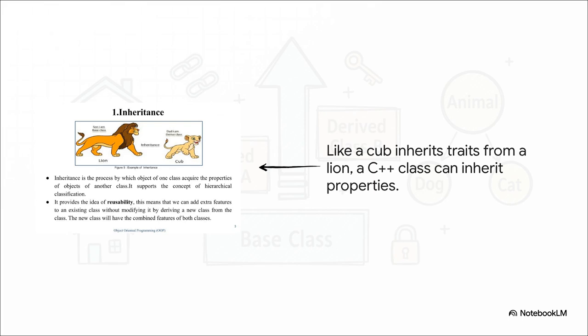Honestly, the whole idea is pretty natural when you think about it. Look at this lion cub. It inherits all the core lion traits from its parent, right? It knows how to be a lion, but it's still its own unique individual. C++ classes can work in exactly the same way.